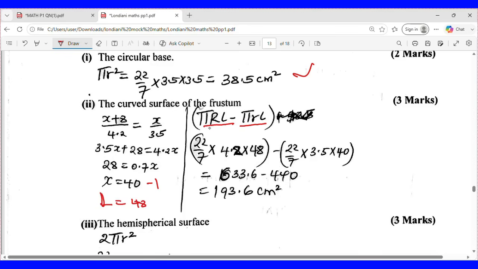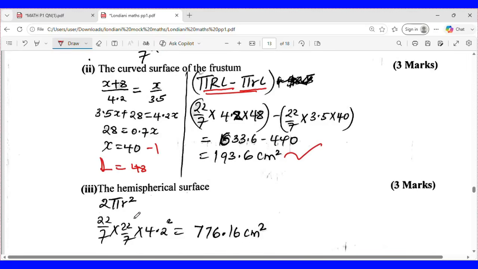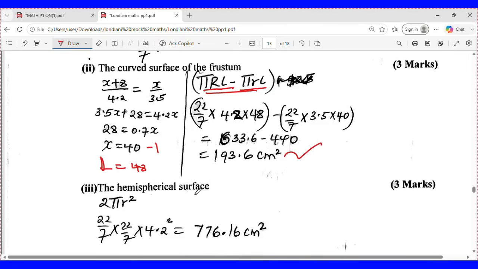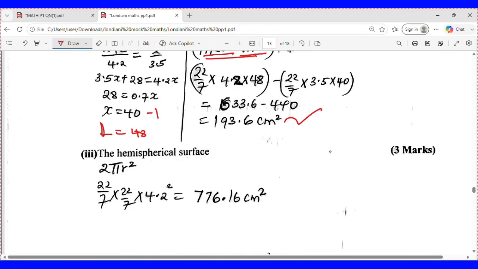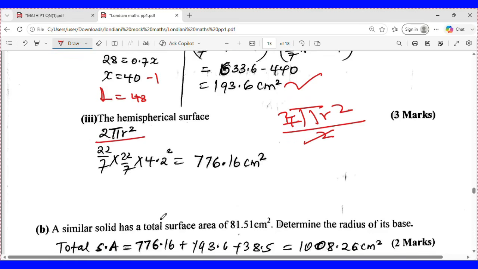Now we use this formula and get the total surface area, or the curved surface area of the frustum. Surface area of the hemisphere. Remember, the surface area for the sphere is 4 pi r squared. So hemisphere is a half, so we divide by 2. That's why we are using this formula that looks like that of 2 circles. So that is how we get this answer here.